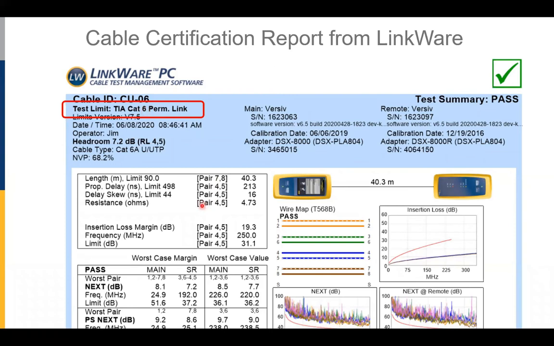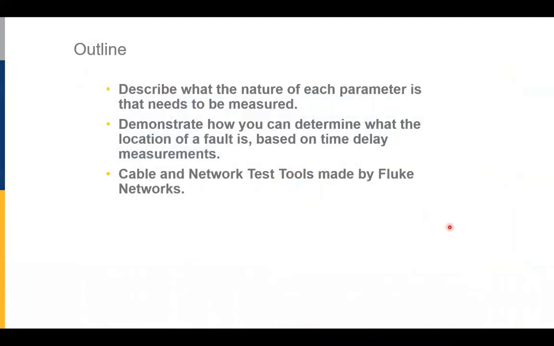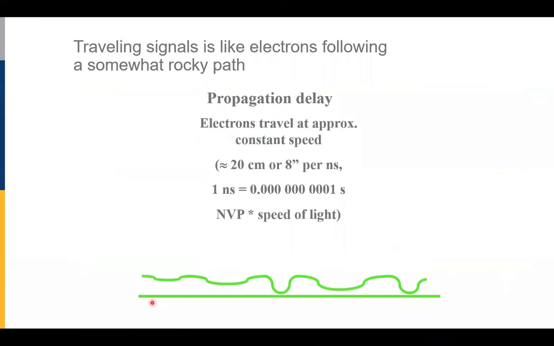Now, let's drill in and see if we can better understand what propagation delay, NEXT, return loss, and this cryptic insertion loss actually are. So this presentation is really going to talk about what each one of the parameters is, and then we're going to look at how we can find the distance to where a problem is on the cable. So this bumpy green line here is going to represent a single pair of cable. And these circles here, they're going to represent the electrons, the signal that we're going to transmit down the wire.